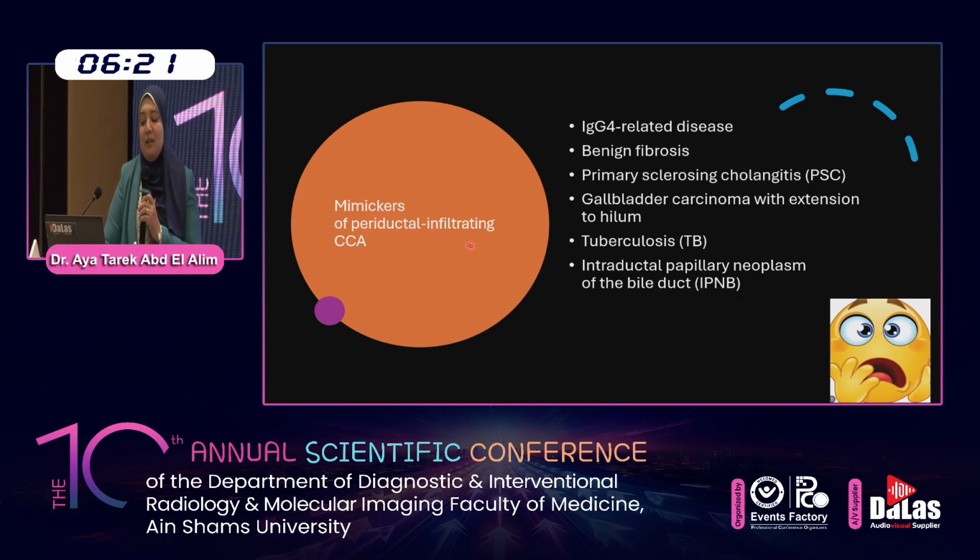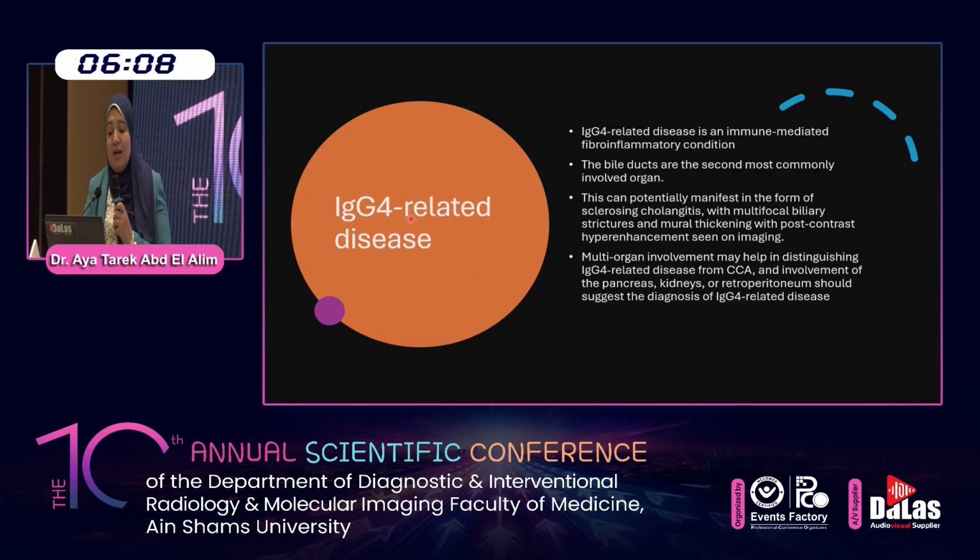Again, mimickers of periductal form, and this is again my face when I am reporting like this. IgG4, benign fibrosis, primary sclerosing cholangitis, gallbladder carcinoma with extension to the hilum, TB, and IBD. We can see IgG4. IgG4 now we can face it every day, in the daily work. We can see that the biliary system is the second one affected. First the liver, then the biliary system.